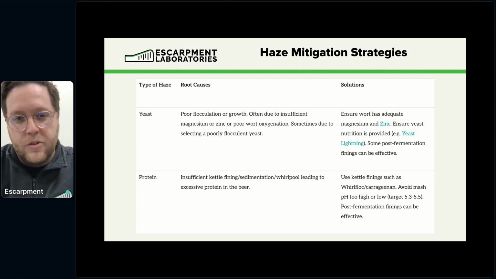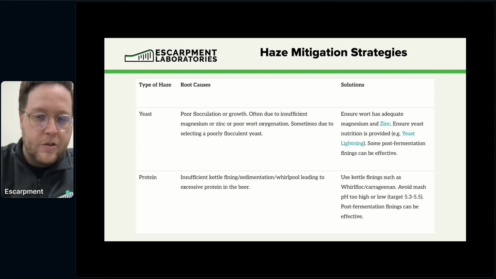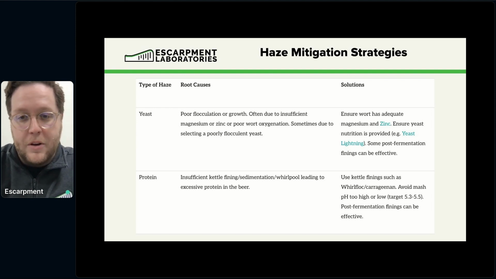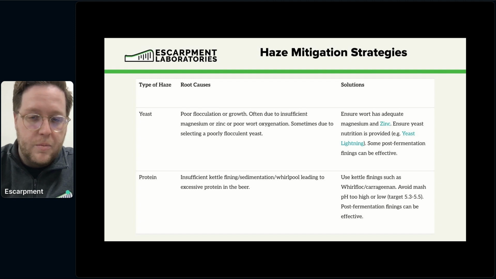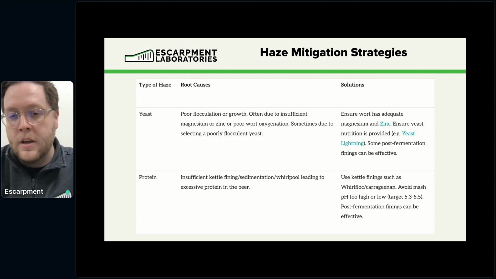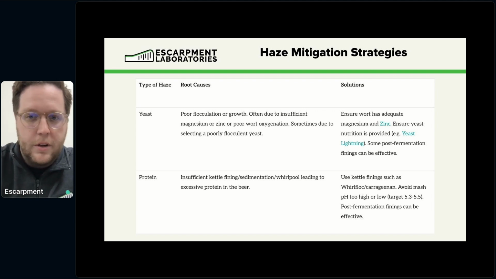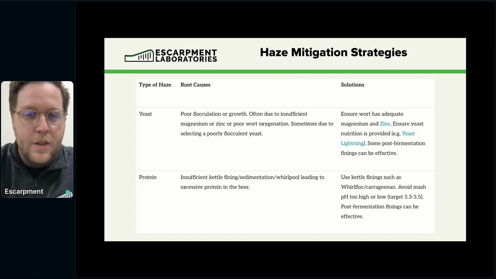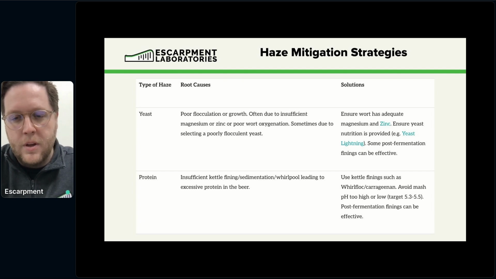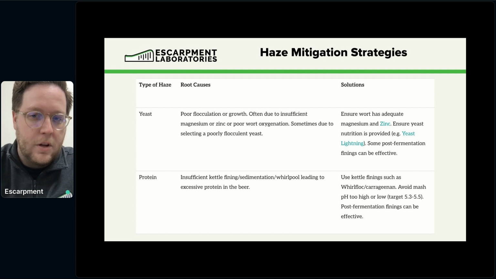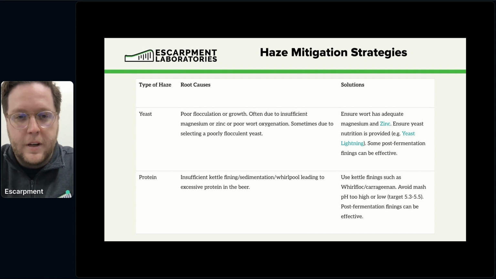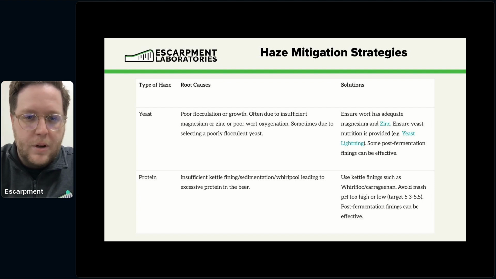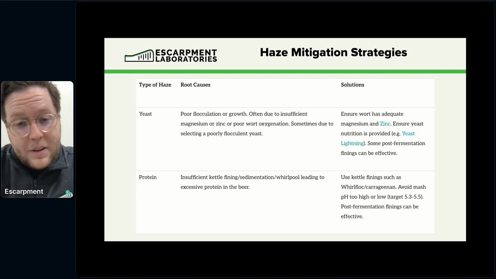However, if you want to ensure the most success for yeast flocculation, you want to make sure your yeast has enough of its micronutrients, especially magnesium and zinc. Both of those are important cofactors for yeast growth and flocculation. Calcium is important too, obviously, with flocculation. In general, a good solution is to provide yeast nutrition. A yeast nutrient is going to help ensure that the yeast has the baseline that it needs for flocculation and growth. However, if you do have a yeast that's not flocking out, there are post-fermentation finings like gelatin or isinglass that you can use.